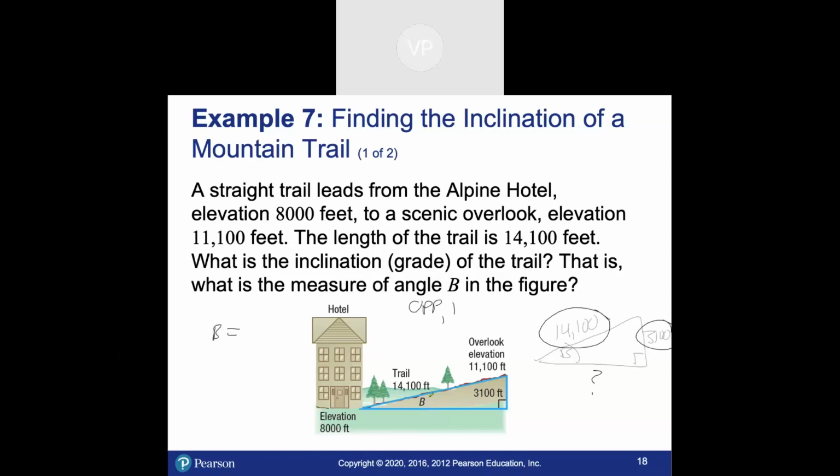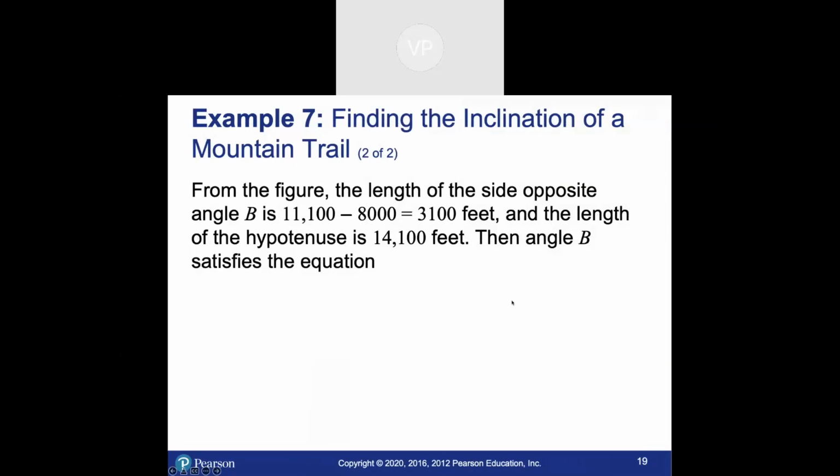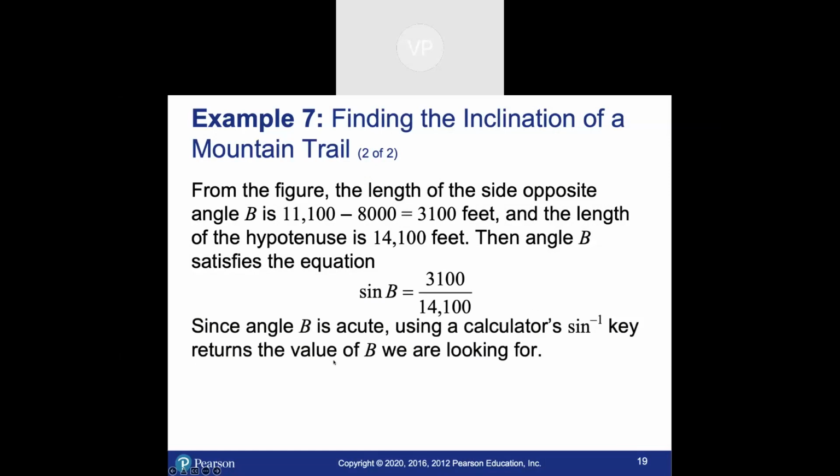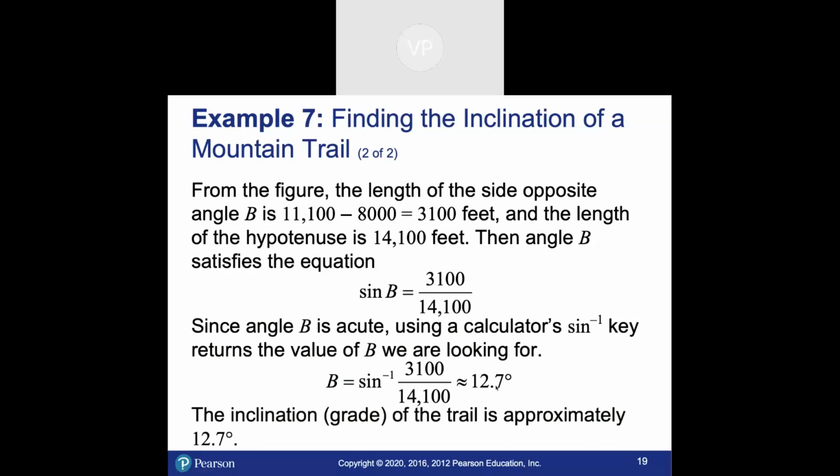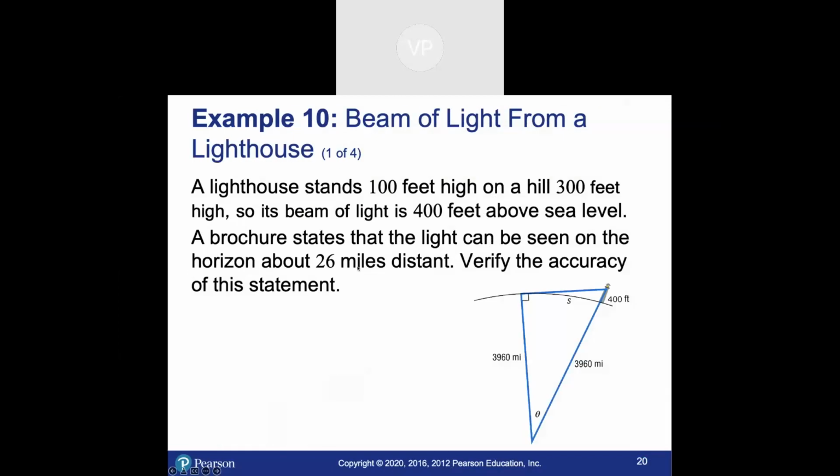So remember, I have the opposite, I have the hypotenuse. I'm thinking, okay, what uses the opposite and the hypotenuse? Oh yeah, sine does. Sine of B is going to be 3,100 over 14,100. So if I can get that, I'll go to my calculator here. Of course, I lost everything, but okay. So we're going to take the 3,100 divided by 14,100. You're going to get a decimal, hit the inverse sine, and you get your angle measurement of 12.7 degrees. As long as you're working out these problems, just make sure that if you're finding an angle, you answer in degrees.